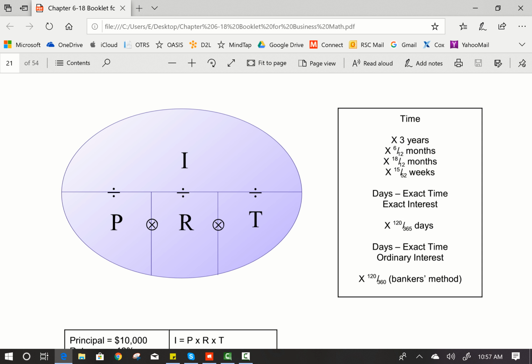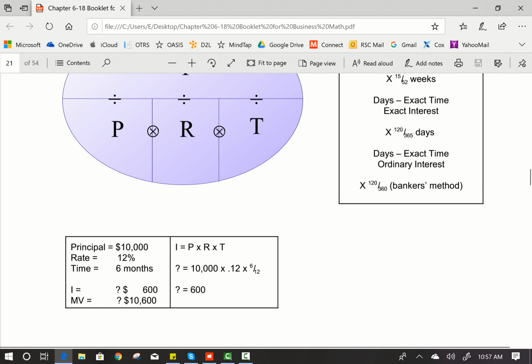Exact time, exact interest is on the exact number of days in a year, which is 365 days in a year. And they don't consider the leap year 366. So exact interest is always 365. But the exact time ordinary interest is also called the banker's method, and that's based upon a 360-day year after they subtract out some of the major federal holidays.